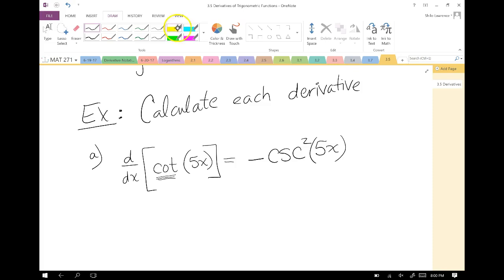So the derivative of the outside piece, cotangent, is negative cosecant squared. And we keep the exact same angle. And then chain rule says you have to multiply by the derivative of the inside function, which is 5x. The derivative of 5x is 5.